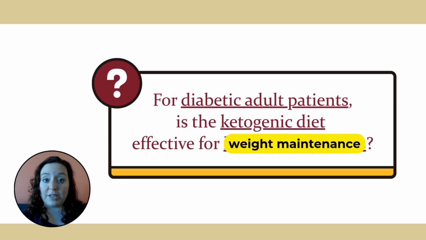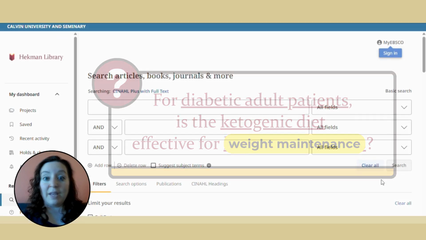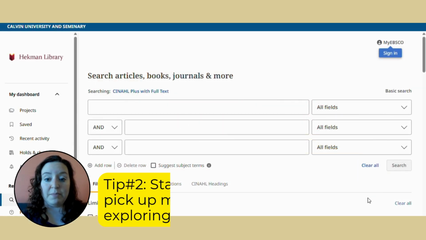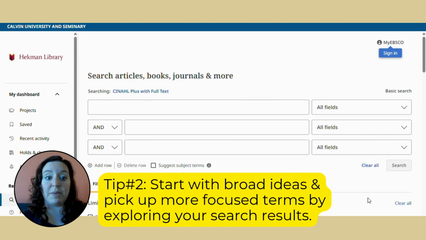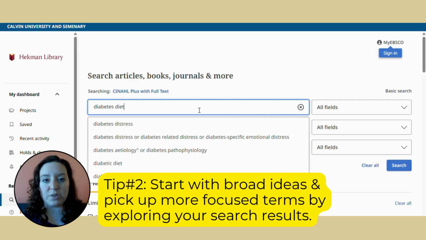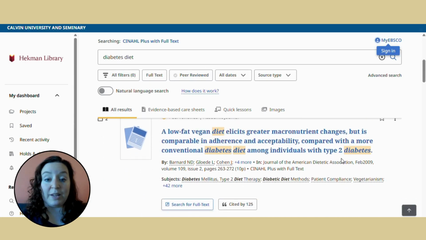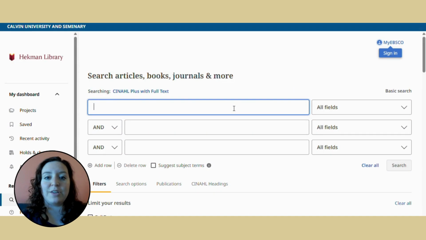Now let's think about how to translate this into a database search. We know what we're looking for, we just need to pick the most effective terms to describe that. Here's a tip that's especially helpful if you're just beginning to learn about a topic. Start with broad ideas and pick up more focused terms by exploring your search results. Eventually, you do want to find sources that fit your PICO question more closely, but it's okay to experiment and learn more first.